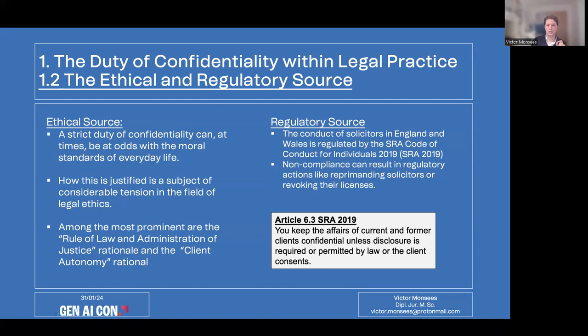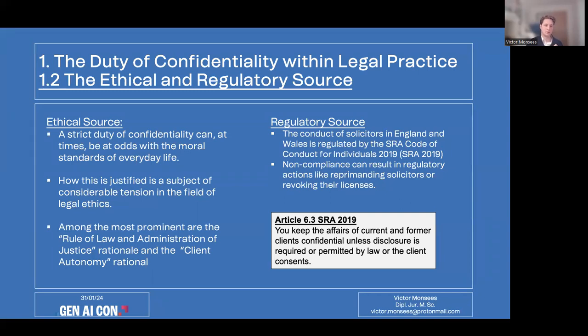Then, after the ethical source, there is also the regulatory source. The duty of confidentiality is subject to the SRA Code of Conduct for Individuals 2019, which regulates the conduct of solicitors in England and Wales. And there is Article 6.3, which explicitly forbids the disclosure of confidential information of clients. Non-compliance can result in regulatory action, like reprimanding solicitors or even revoking their licenses. But the thing is that this norm does not tell you what the definition of disclosure means in this context. So at the end of the day, the interpretation really depends heavily on the applicable case law. This is why I think that case law is the most important part of the sources of the duty of confidentiality, but intertwined with the ethical and regulatory sources as well.